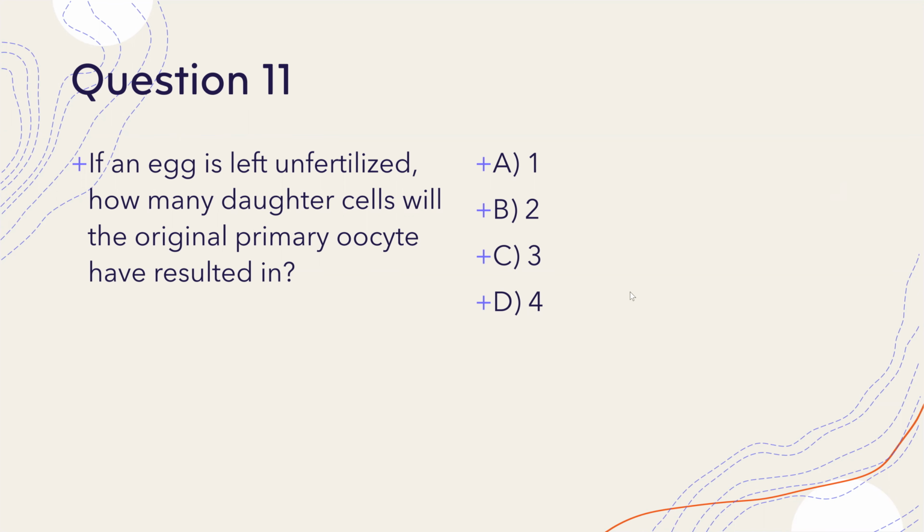Perfect. Yes. If an egg is left unfertilized, it will be left as a secondary oocyte, and that means it has gone through just meiosis 1. And meiosis 1 results in 1 daughter cell that is the secondary oocyte and 1 polar body. So you will get 2 daughter cells from the primary oocytes, but only 1 is viable to continue to divide in becoming an egg.